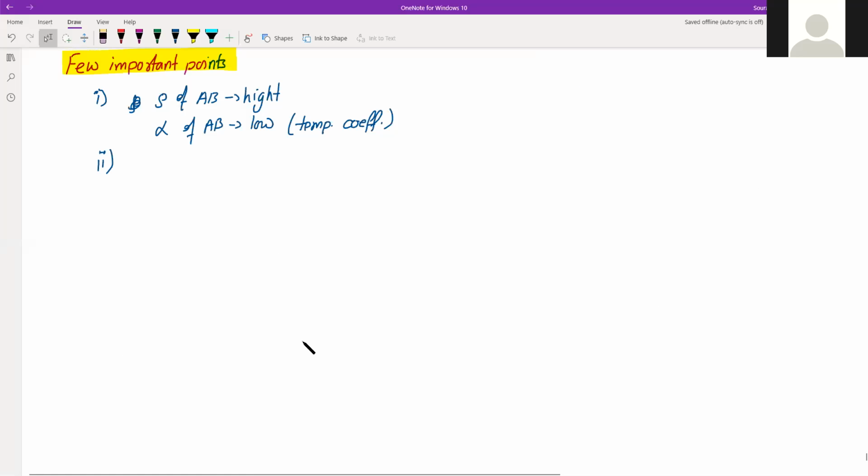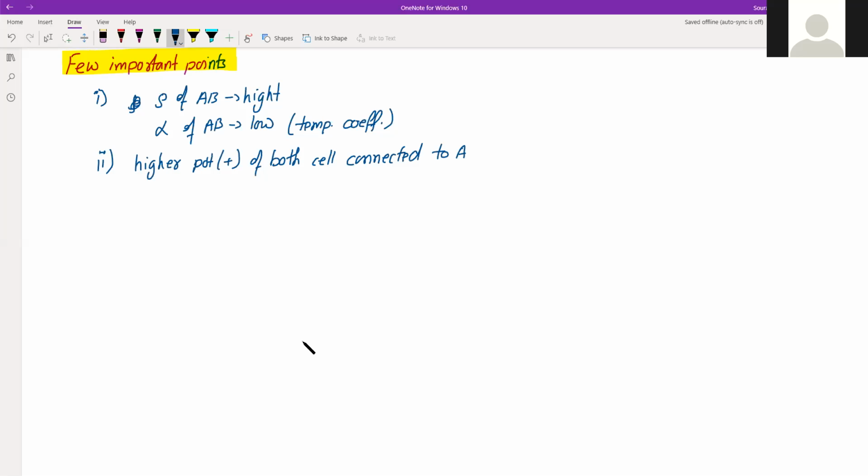So to summarize that, and this will be in your lab as well, so that's why it is important: the higher potential or positive of both cells is connected to A, and the negative of both cells is connected to B, and I'll just write J. I hope you understand that that is the jockey.